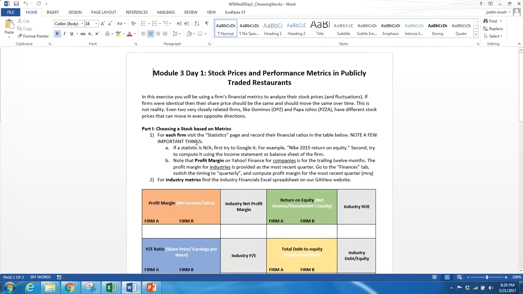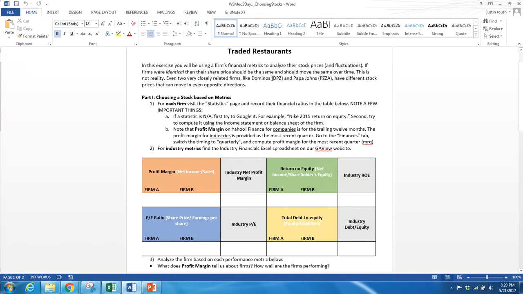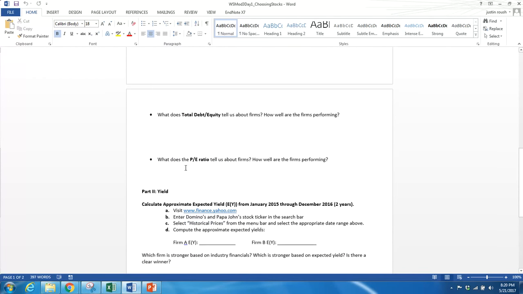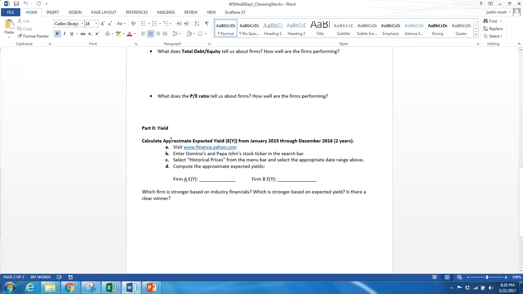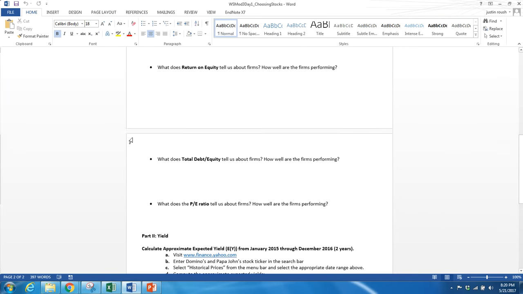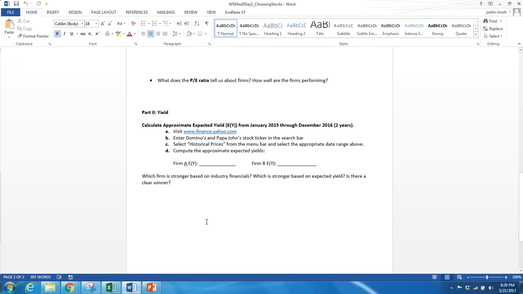But this is exactly what you'll be doing on your workshop. The very first thing you'll do is, well, we're going to do Domino's Pizza and Papa John's. You're going to collect their financial information and compare them. Then I want you to compute their approximate expected yields using the last 2 years of data and get an idea, based on yield and based on ratios, which firm looks better.